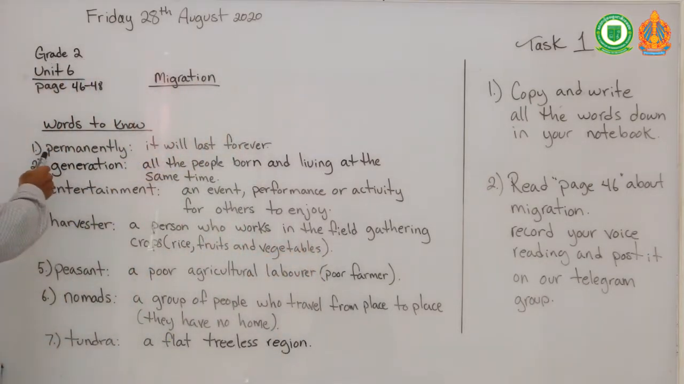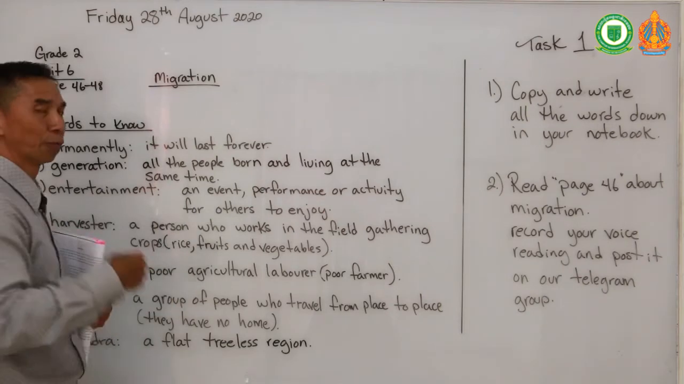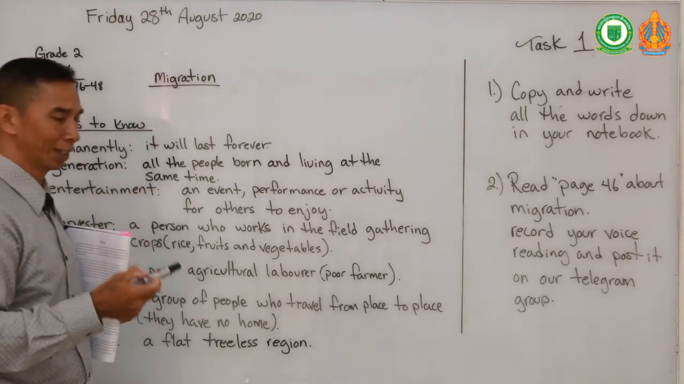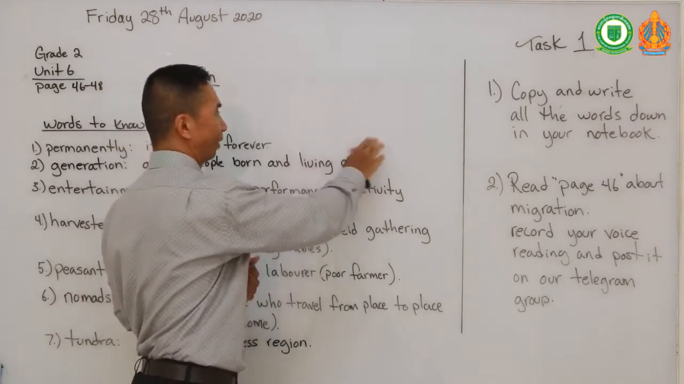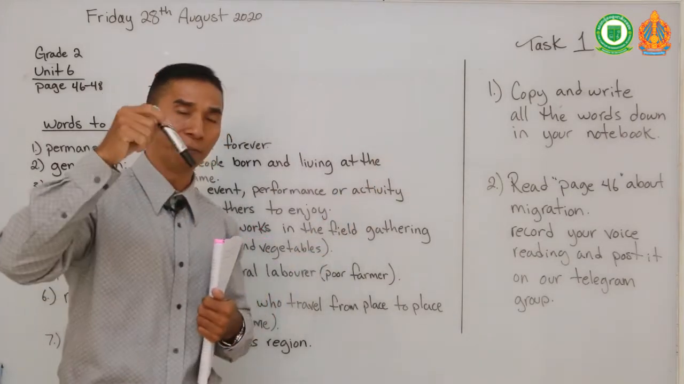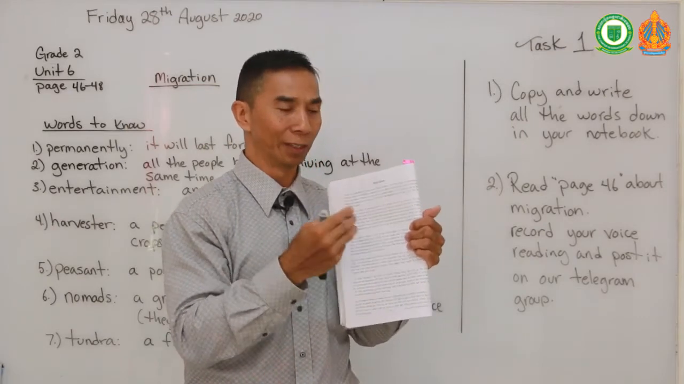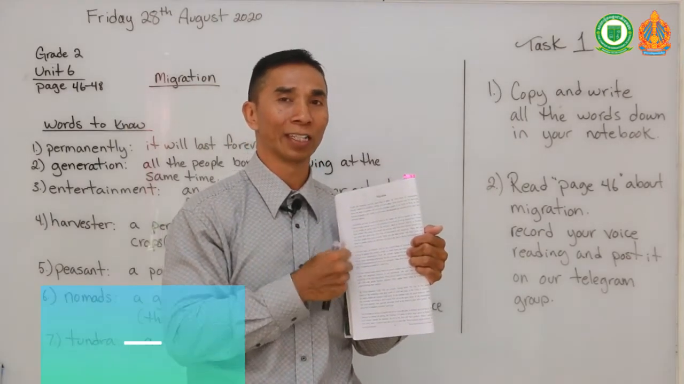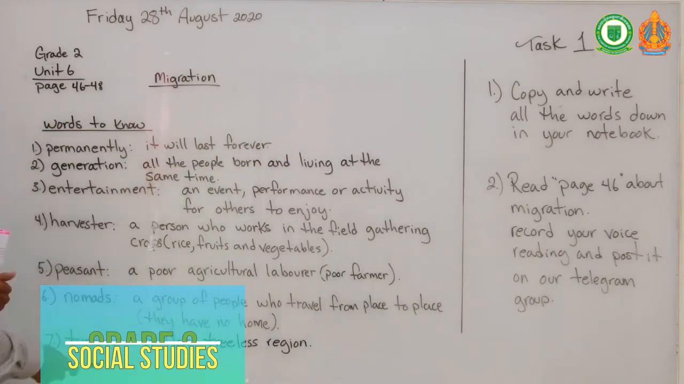Okay, the first word I have here is permanently. Permanently means it will last forever. This is not a permanent marker, so it won't last. I can erase it, this marker. But if you have a permanent marker and you write on your book or on the board, it will last forever. It's hard to erase. So permanently means it will last forever.